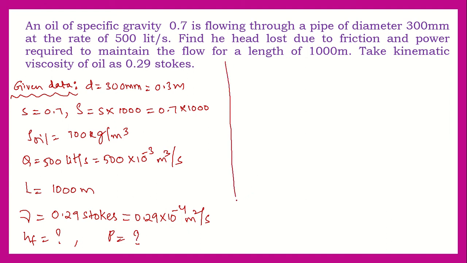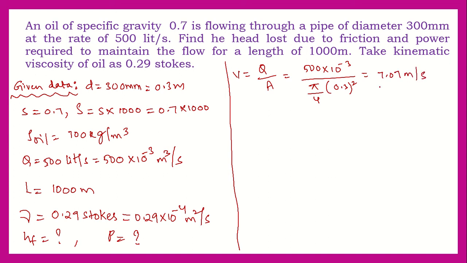So first thing, if you observe in the complete question, velocity is not given to us. Instead Q is given to us. So first let's calculate velocity. So velocity is given by Q by A, because when Q is equal to A into V, of course V will be Q by A. So this is 500 into 10 power minus 3 by area of the pipe, formula is pi by 4 d square, which is pi by 4 of 0.3 square. So let's see how much we will get the velocity. So the velocity is 7.07 meter per second.